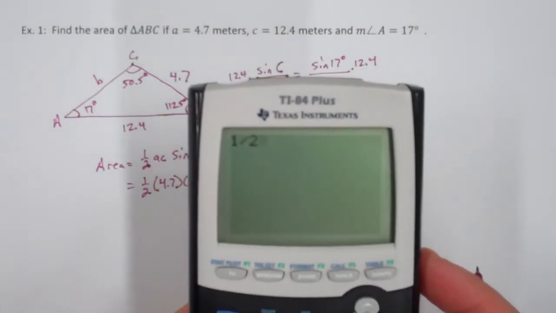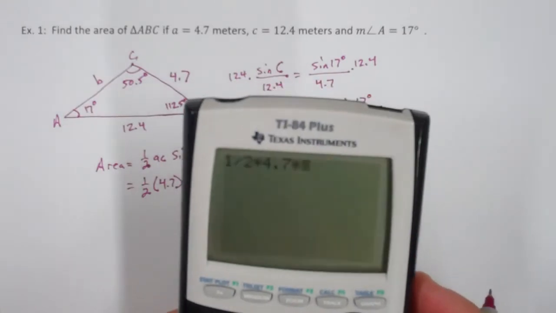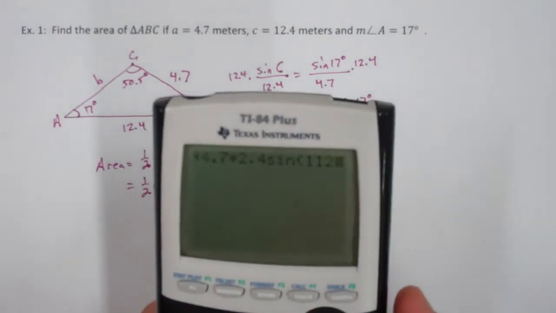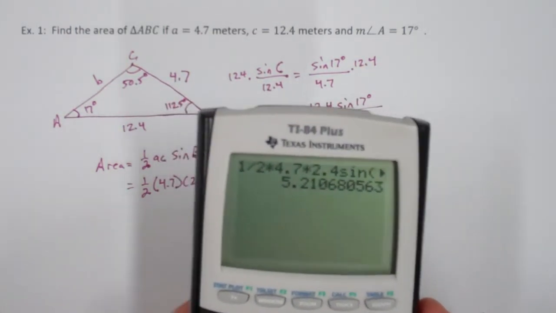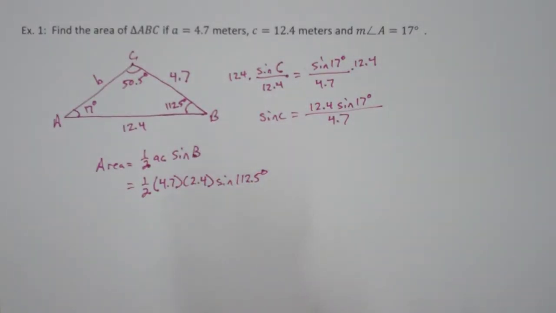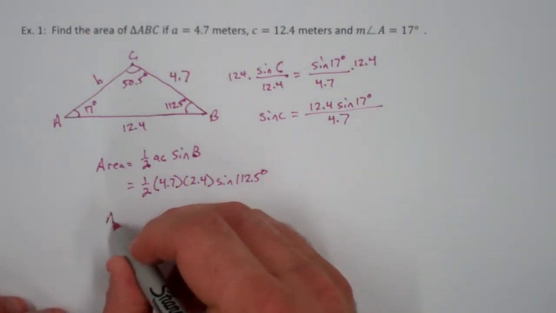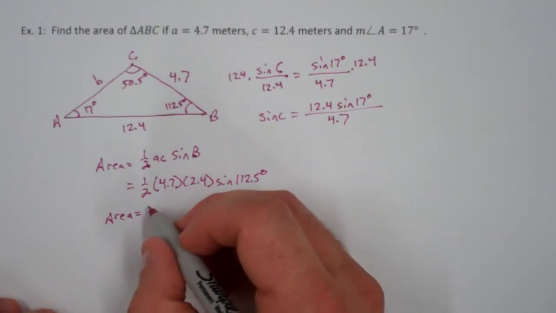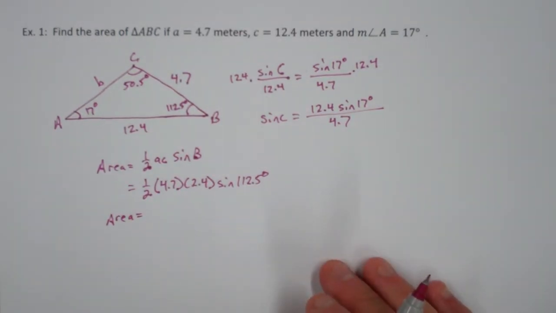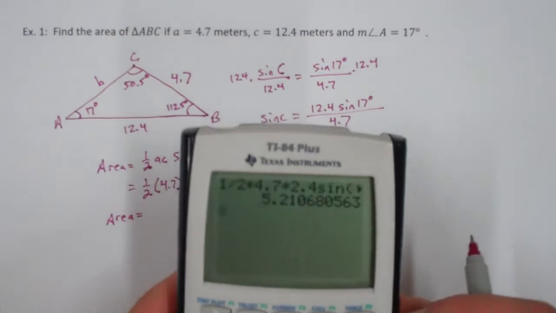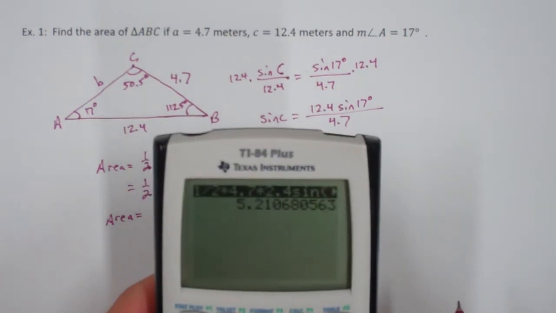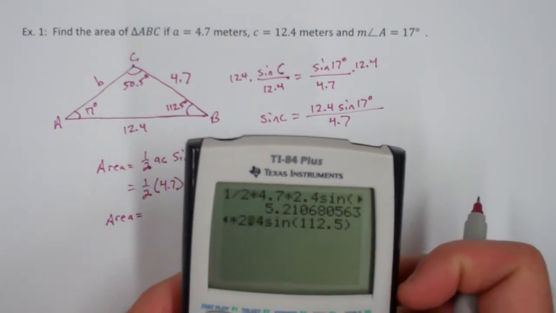So we'll do 1/2 times 4.7 times, oops, hit the 4 there a little prematurely, 2.4, and then sine of 112.5. That gives us an area of about 5.2. And you know what, I don't think that's making sense right now. It seems like it's a little low. So I'm going to go back to my formula, and yep, I just caught it right there. Did you see it? Forgot to put in that 12 right there.